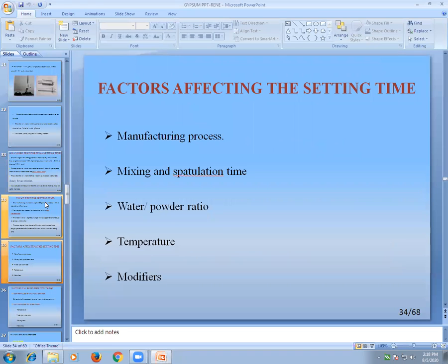Now, the factors affecting the setting time. You may get a question on this topic. There are different factors like manufacturing process, mixing and spatulation, water powder ratio, temperature, and modifiers.